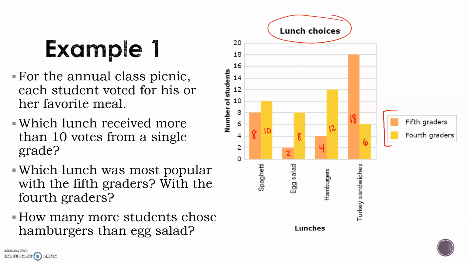So it says received more than. So even though the 4th graders had exactly 10 people wanting spaghetti, that's not more than 10. So my only two options would be hamburgers from the 4th graders and turkey sandwich. I'm just going to put turkey from the 5th graders.